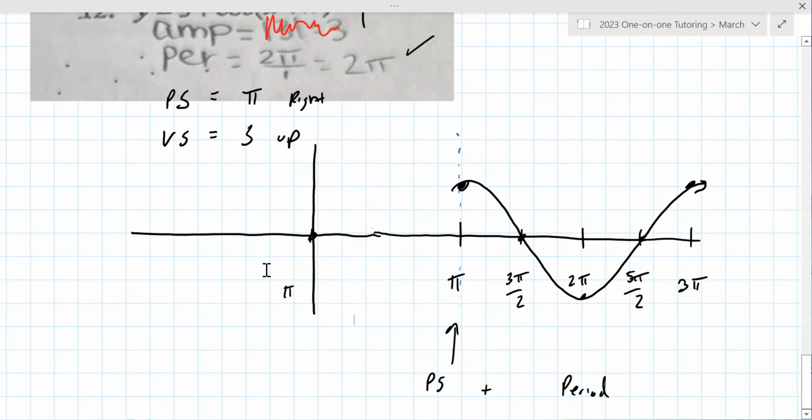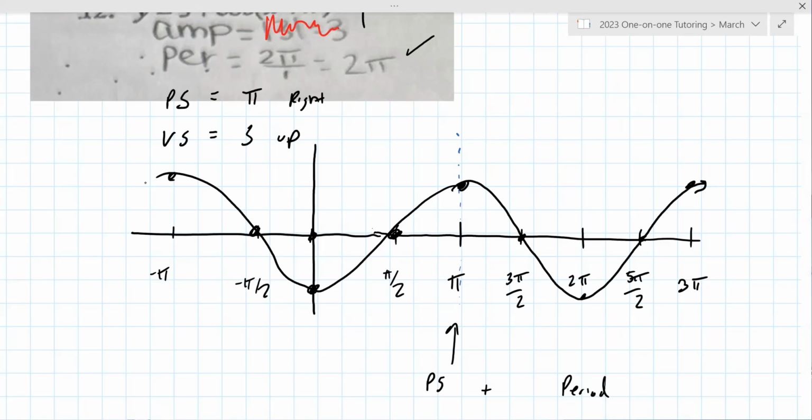All right, this will look better now. So you can think of this as pi over 2, 0, negative pi over 2, and then negative pi. And you're just going backwards. You come down, hit that, come back up, like that. So that takes care of the period and the phase shift.